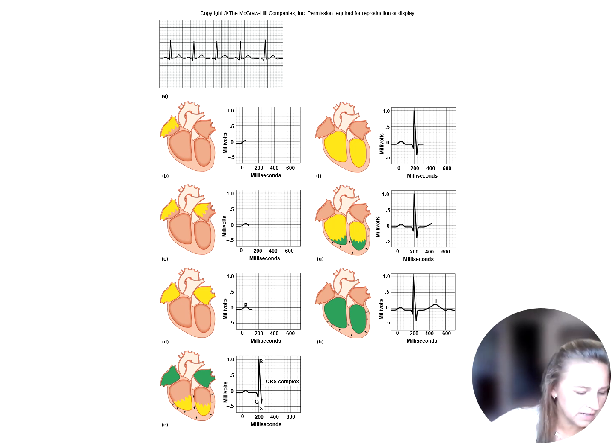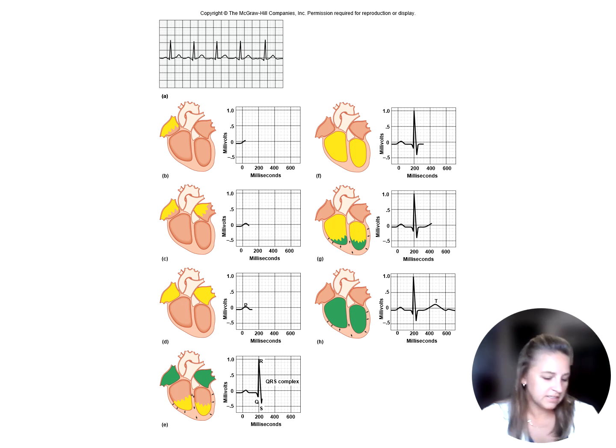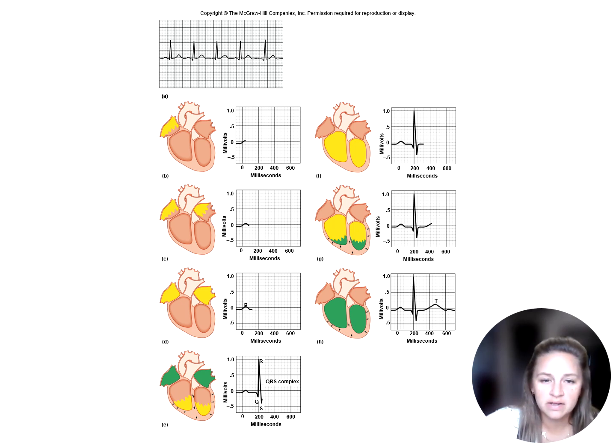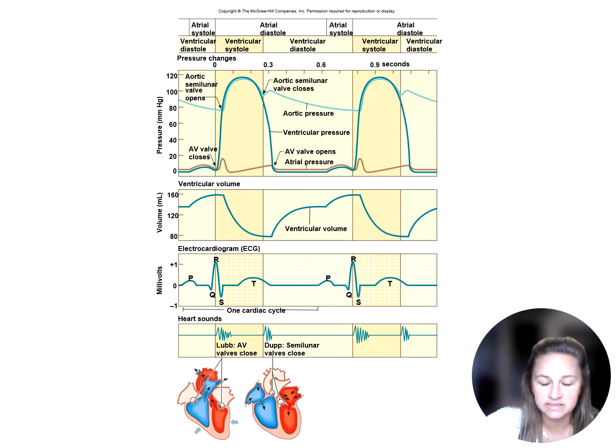The next part is the QRS. This is the ventricular depolarization, QRS, the 3 waves, 1, 2, 3. And then the last part is the T, which is the ventricular repolarization. This is the ventricular diastole here. So this would be a typical ECG showing the electrical impulses of the heart as it's pumping.